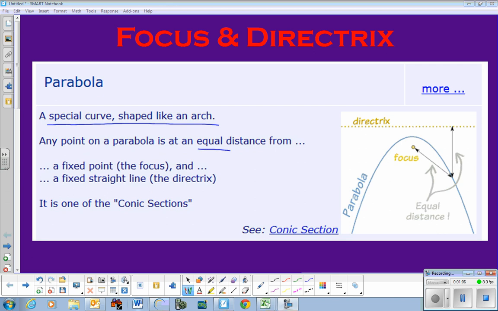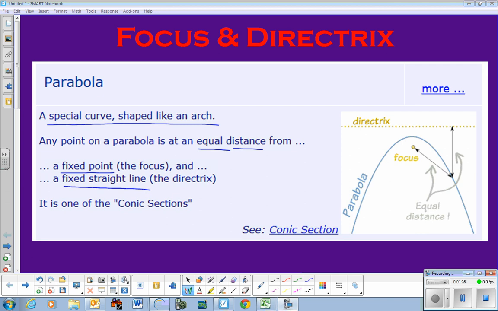It is an equal distance from a fixed point, which we call the focus, and a fixed straight line called the directrix. Meaning, that directrix is always going to be horizontal right now. Later in the semester, we'll turn that directrix vertical, which will make the parabola open side to side. But for now, we're going to make all of these functions, which means that they will all open vertically.